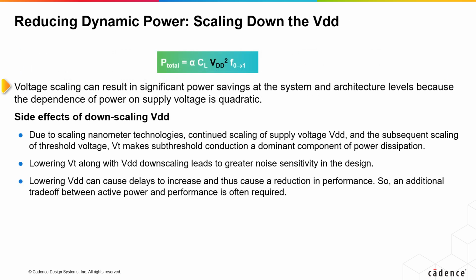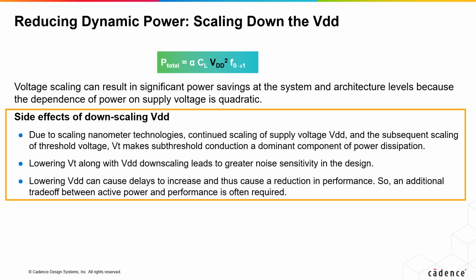You can get a significant power saving at the system and architecture level by voltage scaling. Still, it has some side effects, like if you scale the VDD and threshold voltage, sub-threshold conduction becomes a dominant component of power dissipation. The closer the threshold voltage is to zero, the larger the leakage current. Also, lowering threshold voltage and VDD downscaling leads to greater noise sensitivity in the design. Further lowering VDD can cause delays to increase and thus reduce performance. So, an additional trade-off between active power and performance is required.